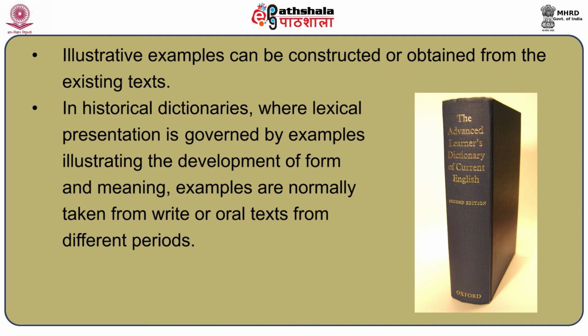In historical dictionaries, where lexical representation is governed by examples illustrating the development of form and meaning, examples are normally taken from written or oral texts from different periods. In general reference dictionaries, illustrative examples are usually obtained from different spoken and written texts, and if suitable illustrative examples are not found, they are sometimes constructed by the lexicographer. At present, with large electronic text corpora available, this is less and less necessary and may not even be acceptable anymore.